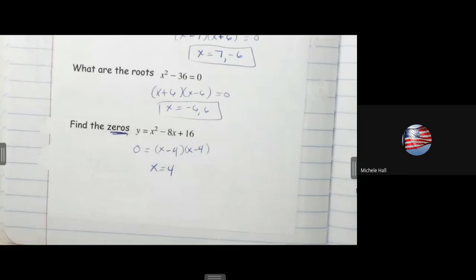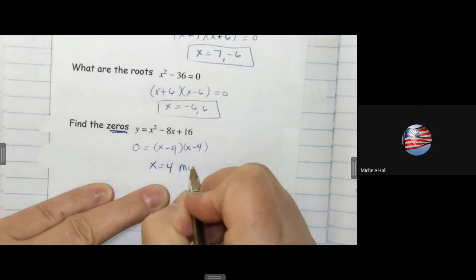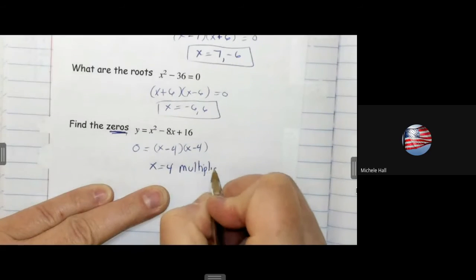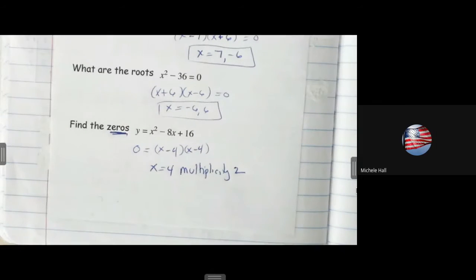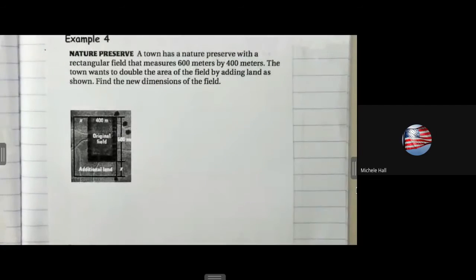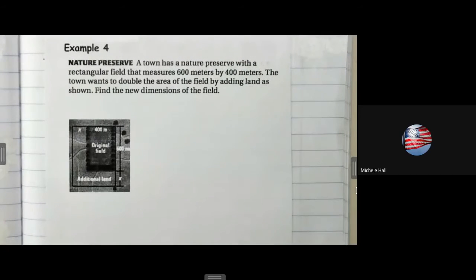We would say x equals 4, multiplicity 2. That means there's two answers and they're both 4. When we move on to polynomials in chapter 3, it will say multiplicity 3. You're going to have 3 answers that are the same. Odd means it goes through the graph. Even means it bounces off the graph.